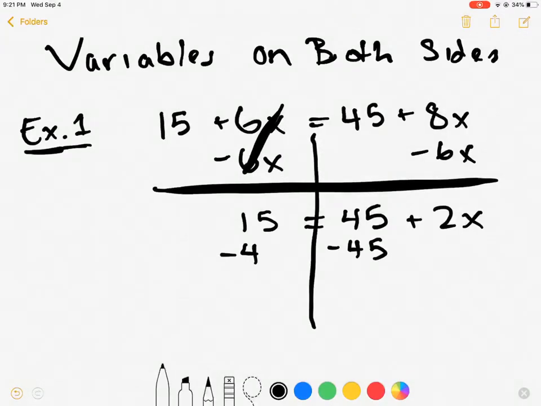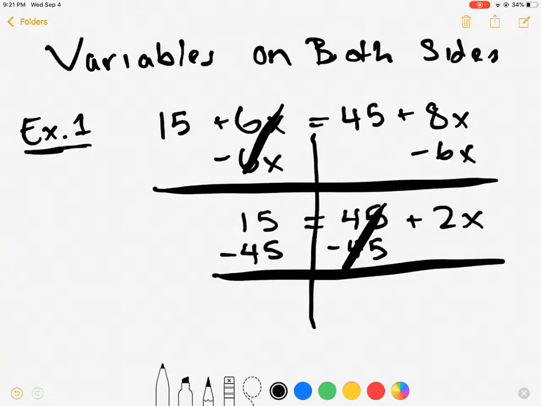So we're going to subtract 45 from both sides of the equation to eliminate that term. On the right side, you're left with 2x. On the left side, 15 minus 45 will leave you with negative 30 as your remaining quantity.